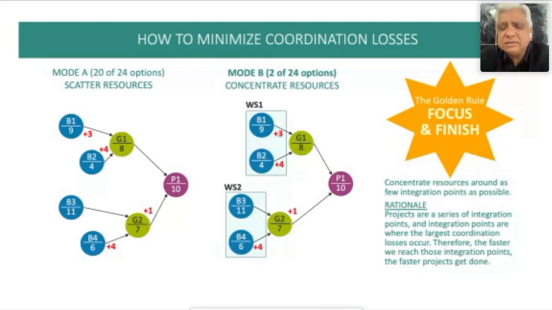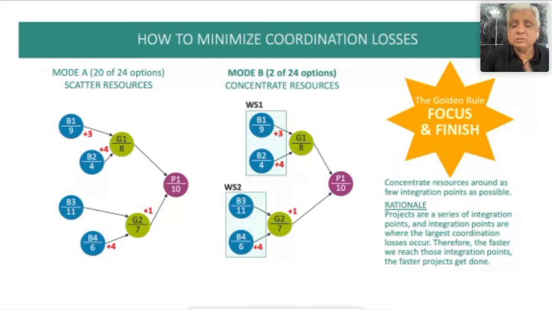Why does it make sense? Think about it. Your project is nothing but a series of integration points from left to right, right? The project flow mostly gets stuck at these integration points because it's at these integration points you have work waiting for resources and resources waiting for work, both happening at the same time. So if somehow we can get to the integration points faster, our project will get done faster.